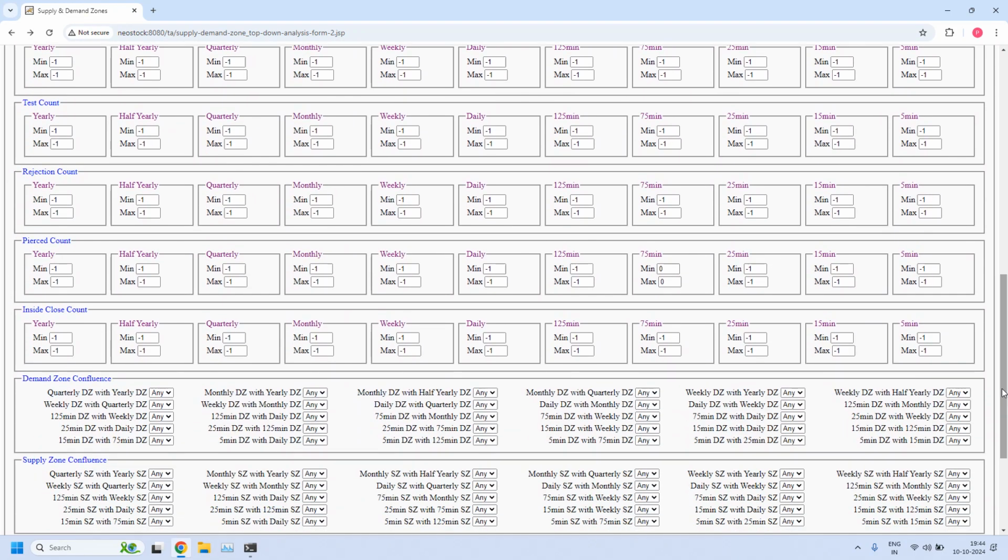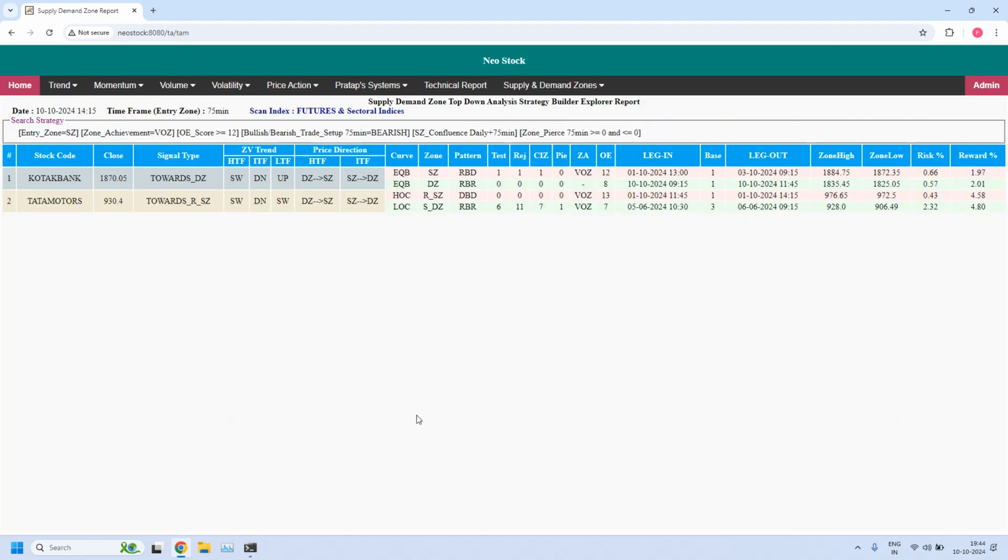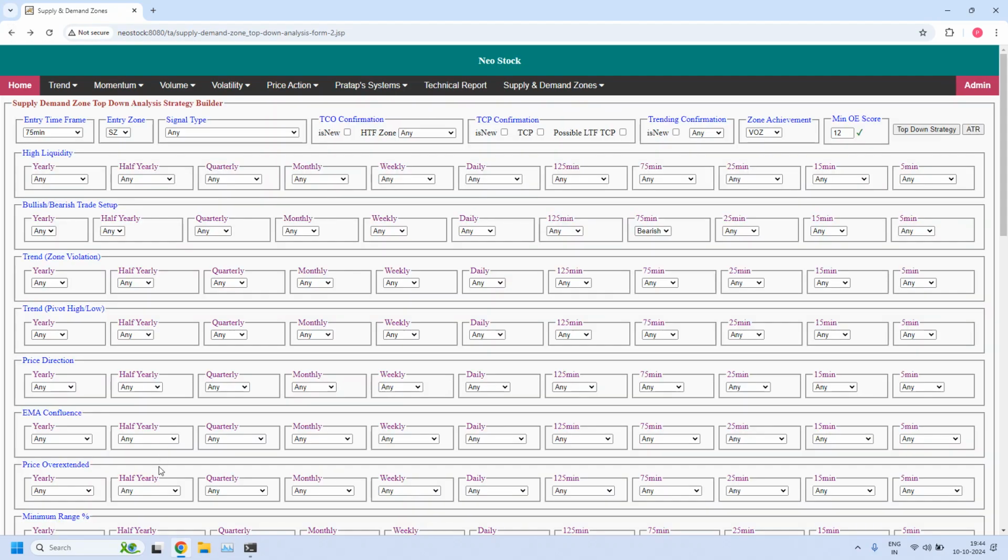In the supply zone confluence, I enabled the filter for 75 minute supply zone with daily supply zone confluence. 2 stocks are filtered. Because the 75 minute zone is part of the daily zone, and the daily supply zone is having daily EMA confluence, it's a high probability setup.